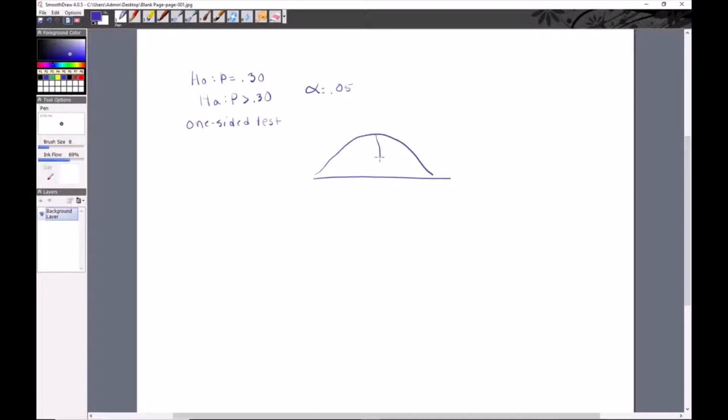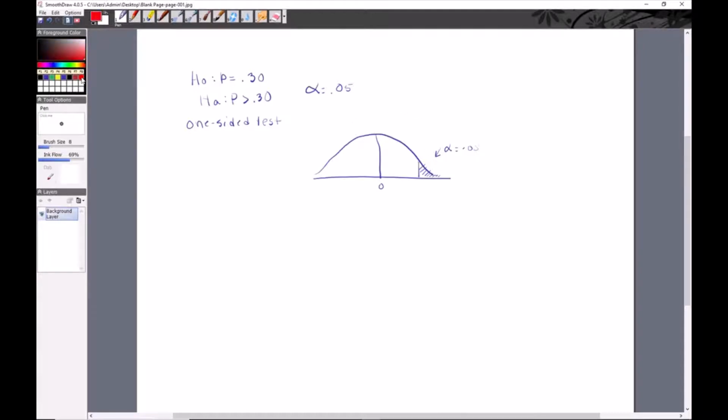And since we're standardizing everything, let's just center that at 0. And let's put alpha right here. This is alpha equals 0.05. And let's just say anything that starts in there going to the right is going to be rejected.